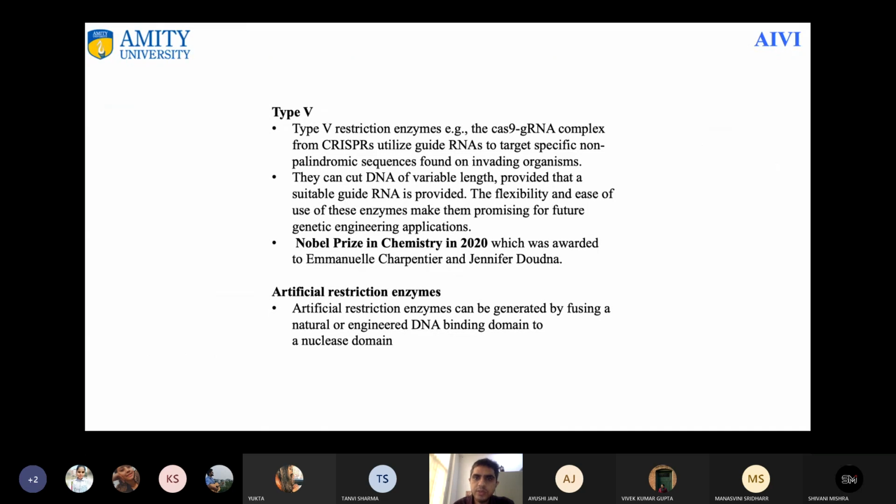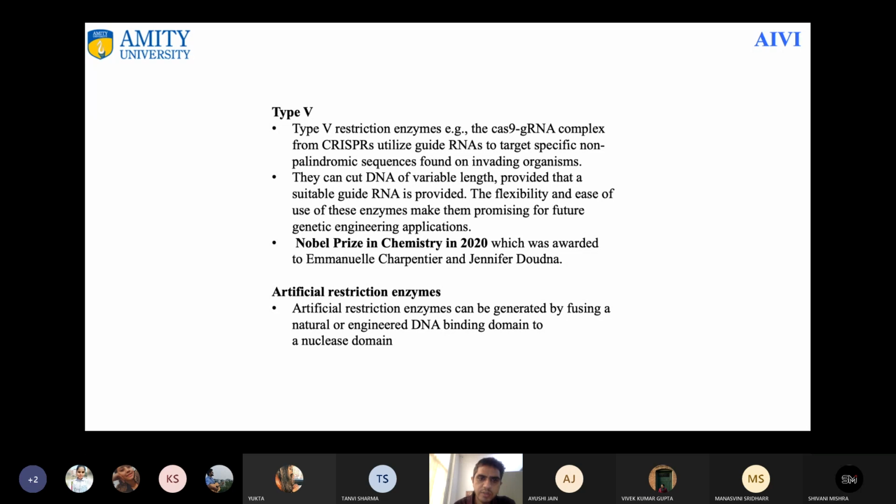Then we come to type 5. Type 5 is the new system, that is what we call the CRISPR-Cas9 system. That is also a type of endonuclease, but its mechanism is a bit different. Its recognition is not done by the enzyme itself. In that case, the recognition is done by an RNA. RNA, we know, is a single-stranded sequence, so complementarity is there to go and pair with the complementary sequence on the DNA, so that it recognizes it, and then it produces the cut.